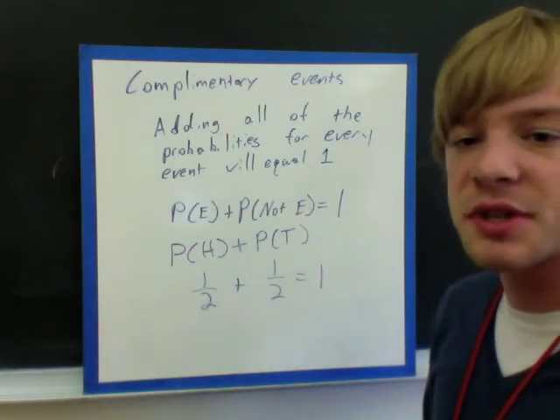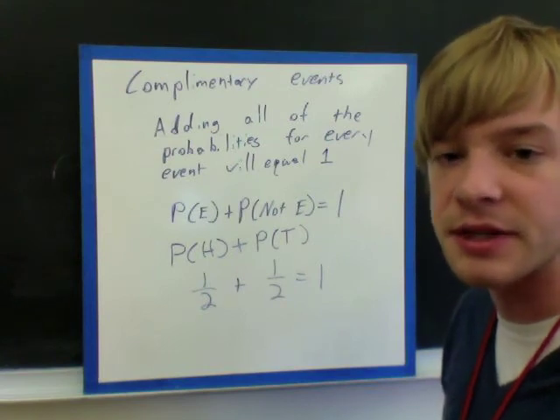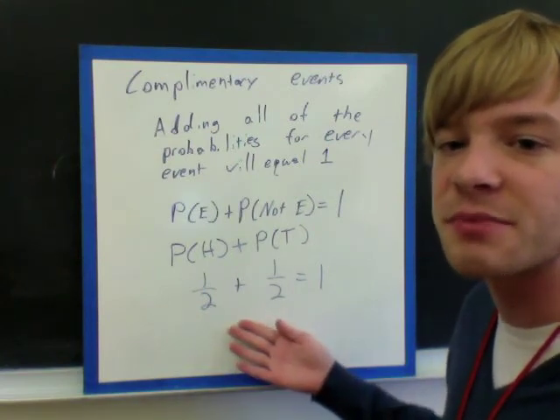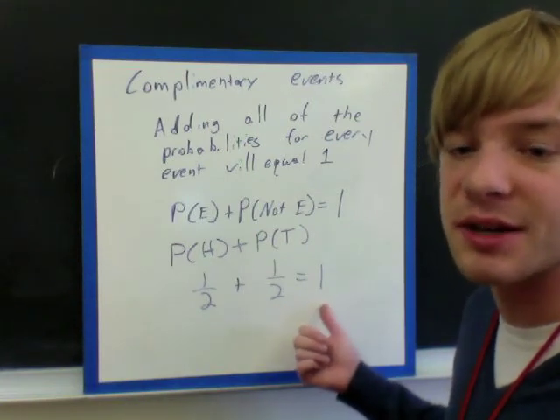Some of the situations are a little more complicated. You'll have more than two possibilities. But this is just a real simple example. If we add up all of the possible events, then we should get to 1.